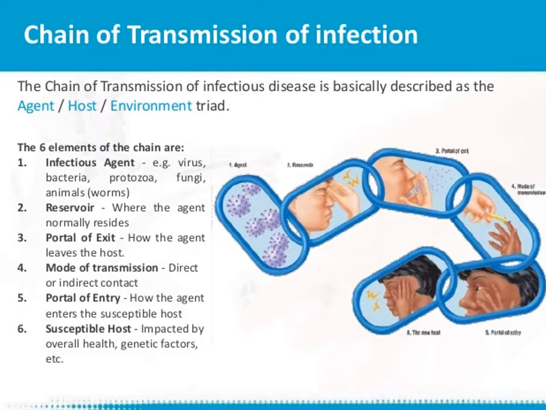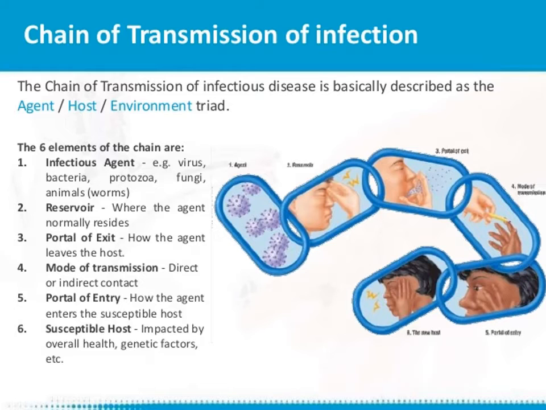One, there's an infectious agent, like the virus or bacteria. There's a reservoir. That's where the agent normally lives, so in that infected person, in the blood, in the soil, like for example anthrax, or on your skin for MRSA. A portal of exit, how the agent leaves the host. There's a mode of transmission, is that direct contact or indirect contact. We'll talk about that in detail. Portal of entry, how that infectious agent enters the susceptible host.